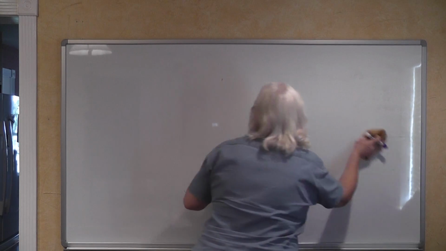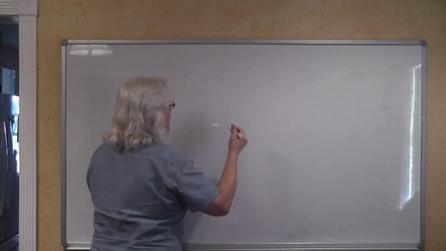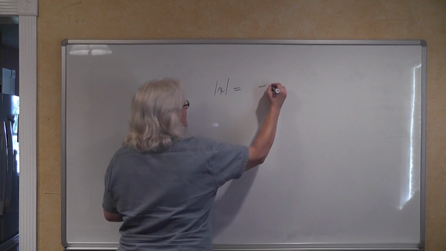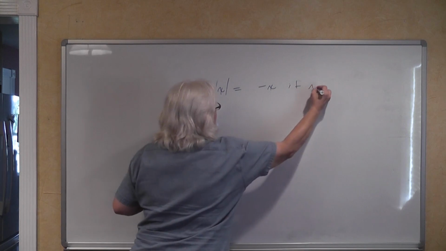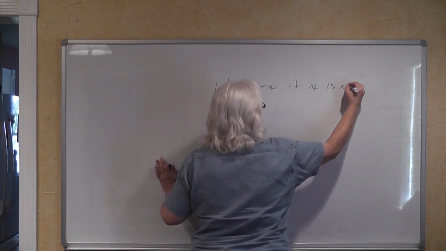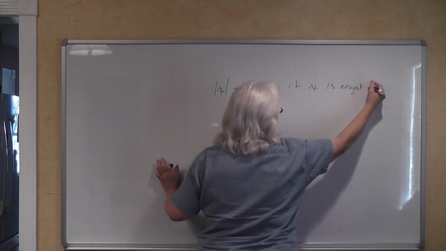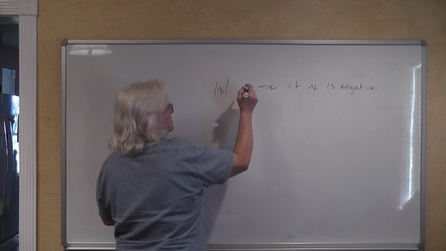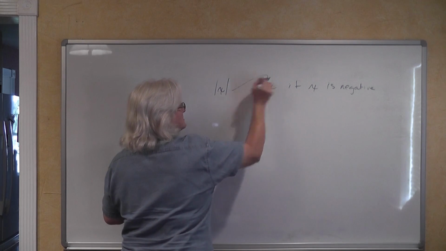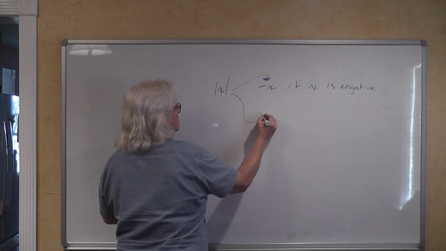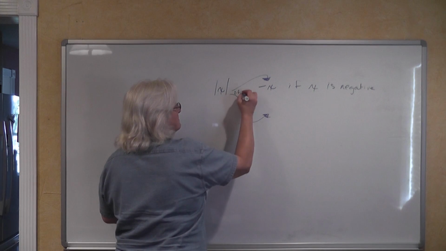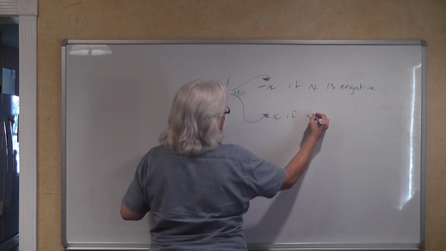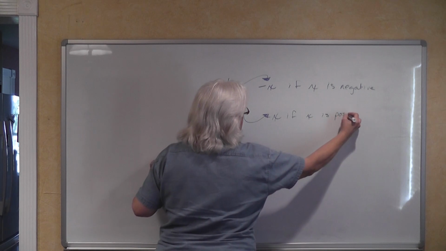Our original definition of absolute value said that the absolute value of x is equal to the opposite of x if x is negative. Remember, it was if x was less than 0. It could be the opposite of x if x is negative, or it could be x itself if x is positive.